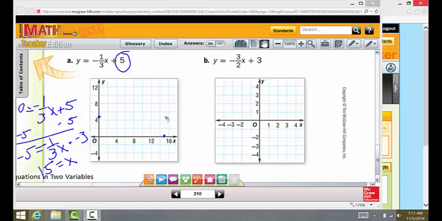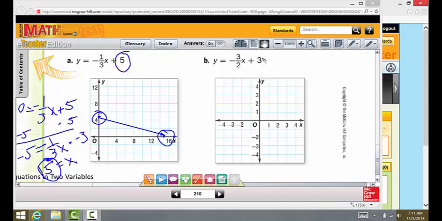So the next thing we want to do is get out a straight edge and draw a nice straight line from this point to this point. And there is the graph of our line. Our two intercepts are 15 and 5. Right here is y equals 5, and right here is x-intercept of 15.